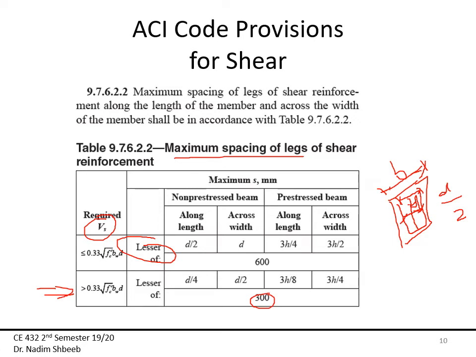For bent up bars, instead of d over 2, the spacing is simply 3d over 4 if it's less than 0.33. If it's more than 0.33, then it becomes 3d over 8.